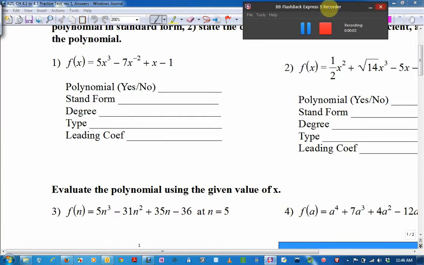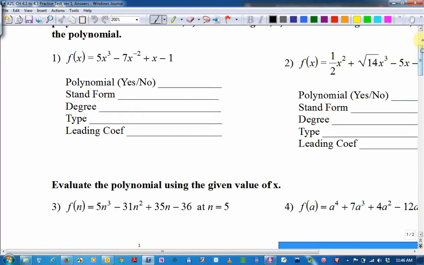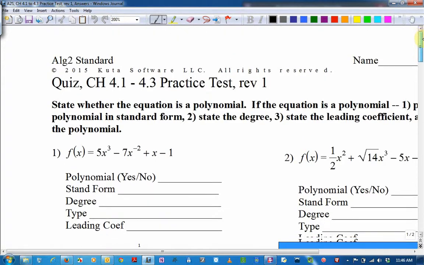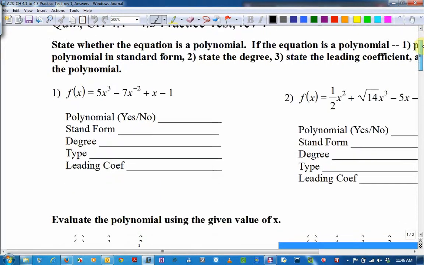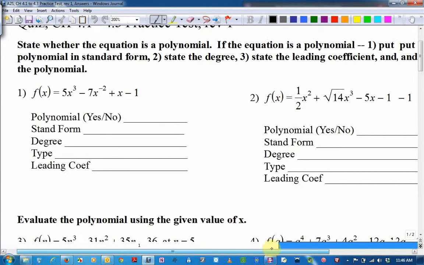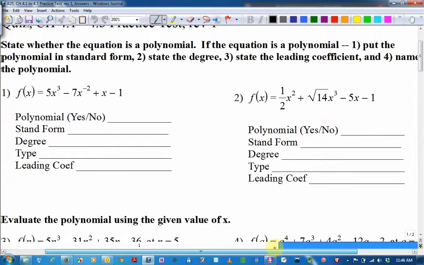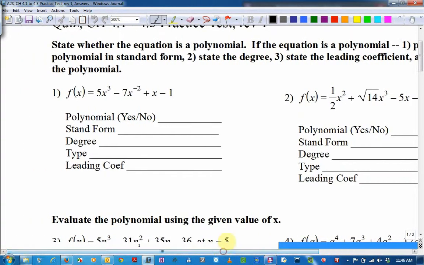I'm going to work out the practice test for the chapter 4.1 to 4.3 test. So let's get started. First question is asking whether it's a polynomial. If it is, we need to put it in standard form, state the degree, the leading coefficient, and name that polynomial. So let's look at the first one.